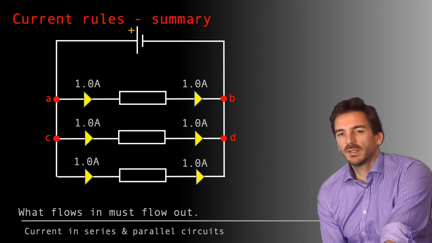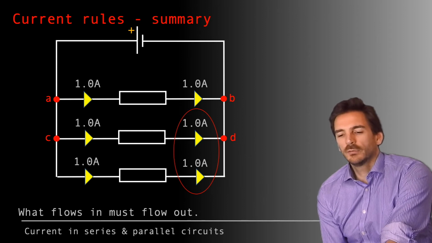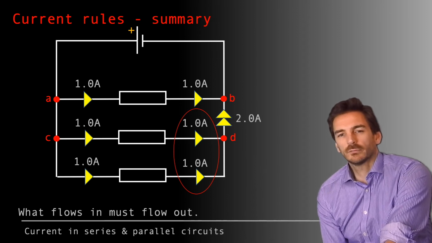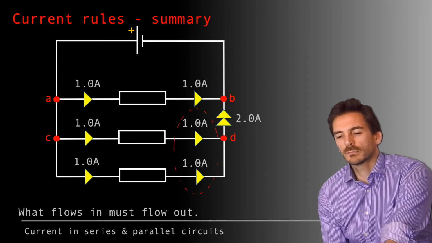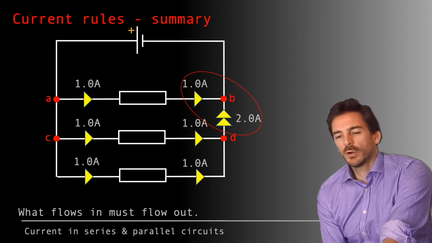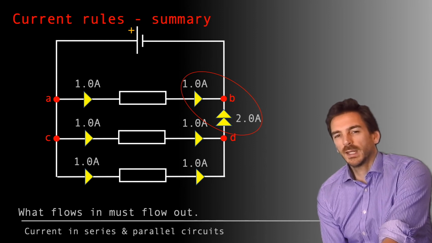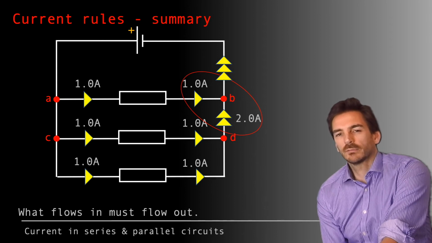So let's have a look at these two current values here flowing into junction D. So if we've got 2 amps flowing into junction D, that means we must have 2 amps flowing out of junction D. Current is conserved. Let's have a look at these two flowing into junction B. We've got 1 amp and 2 amps flowing into junction B. That means we must have 3 amps flowing out in total.